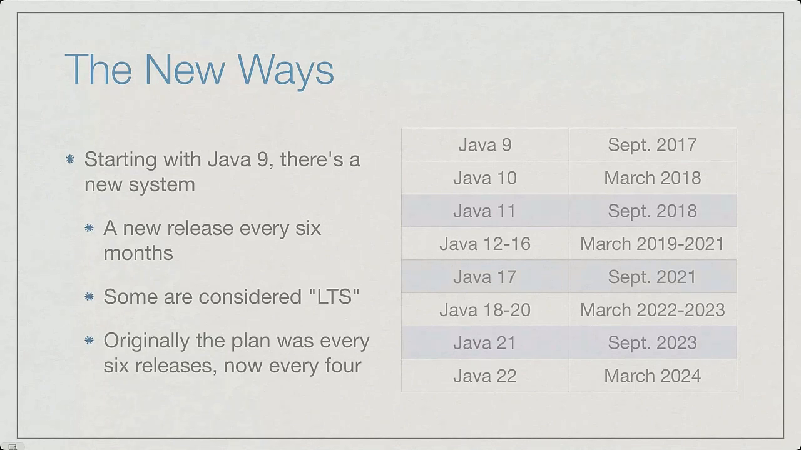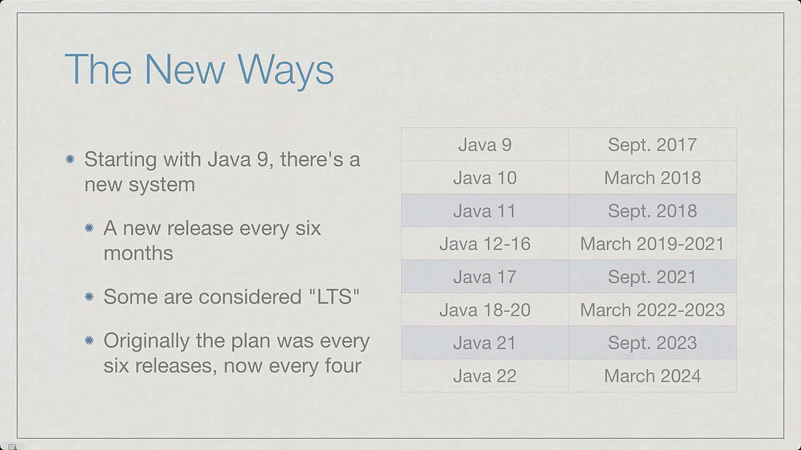And some of these are considered LTS. So LTS meaning long-term service. This is similar to Ubuntu or other sort of rapid release cadence products. The original plan was every 6 releases, now 4. Unfortunately, this version system sucks because there's no way to tell just looking at the number, is this an LTS? So like the LTSs after 8 are 11, 17, and 21. Good luck understanding why those are the ones.